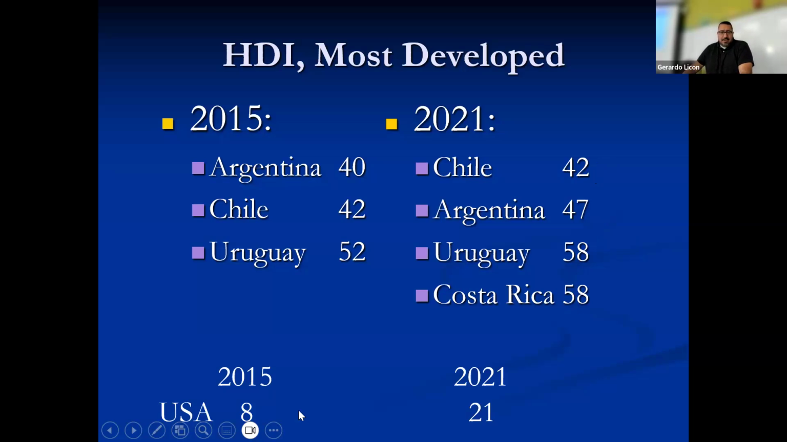How does the United States compare? In 2015, the United States was number 8, highest ranked. By 2021, the United States had dropped to number 21. Still higher than the highest Latin American country, but the US dropped a lot between 2015 and 2021.